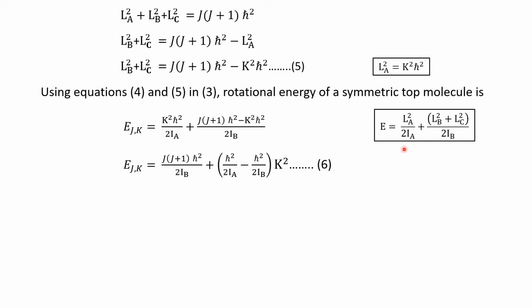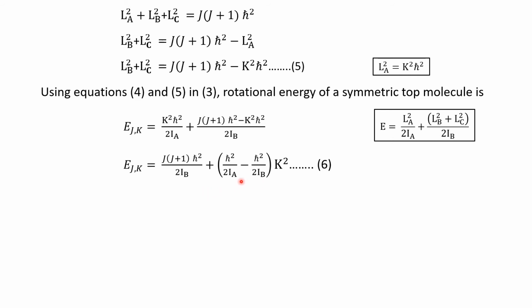And then in equation number 4 on the previous page, we had the energy given as this. So here Lb square plus Lc square, we can put this value over here, so we can have this relation, and then after the rearrangement we can have this equation number 6, which represents the rotational energy of the polyatomic nonlinear molecule. And here now we have two quantum numbers, J and K.